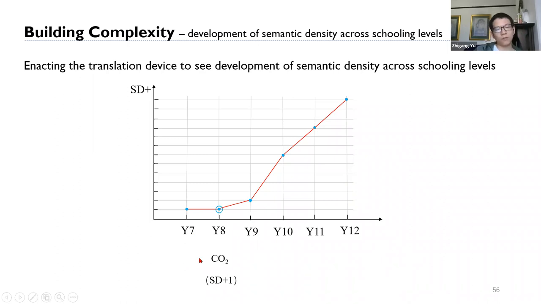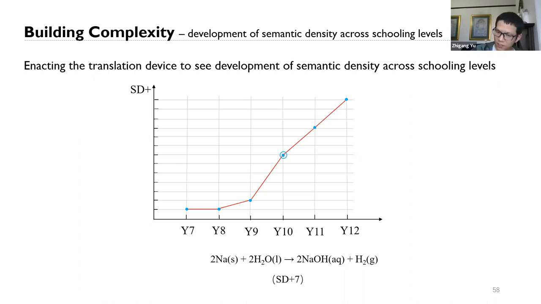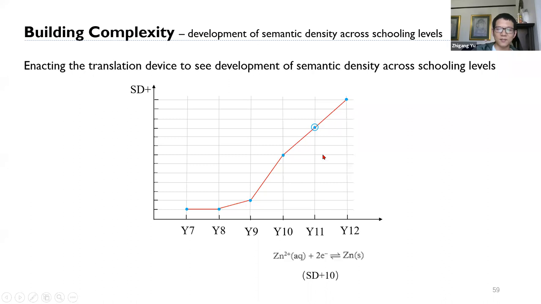The most complex formalism it used is the molecular formulas, using our translation device, SD plus 1. And in year 8, still the molecular formulas, there isn't much complexity being built here. So CO2, for example, SD plus 1. And in year 9, it starts to introduce the ionic formulas, SD plus 2. And in year 10, there's a spike because it starts to introduce the chemical reaction using chemical equations, SD plus 7.